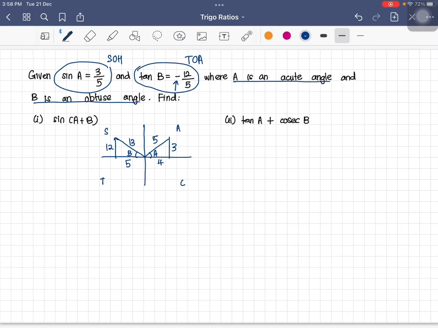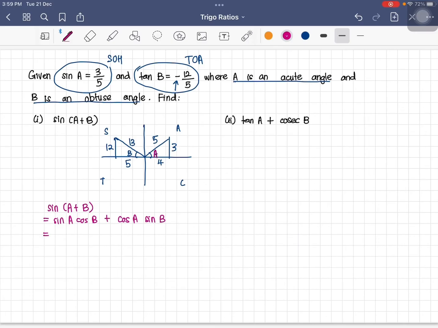So now we have this one. We want to find sine of A plus B. So we have to use the trigonometric identity. Sine of A plus B should be given by sine A cos B plus cos A sine B. So we should find the sine of A. Look at this A.